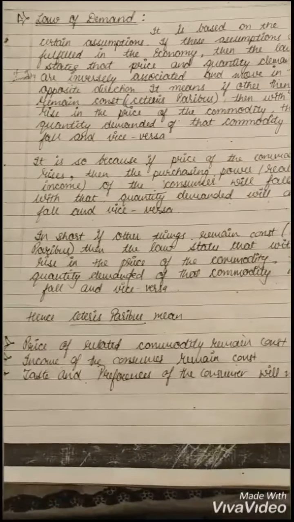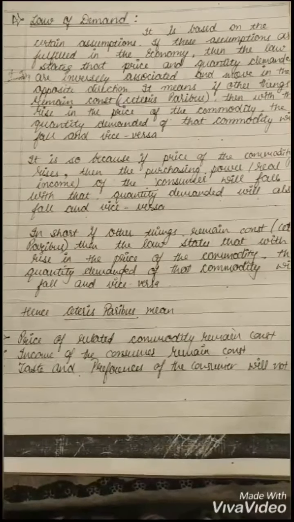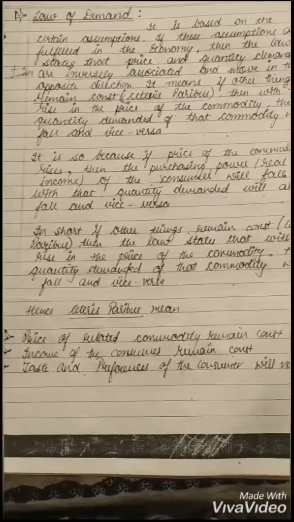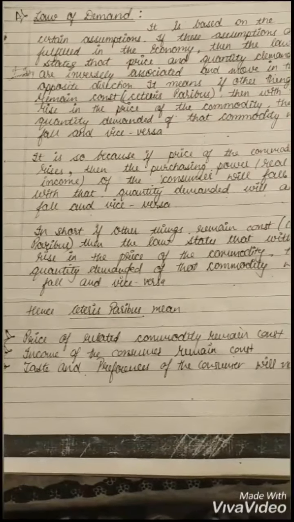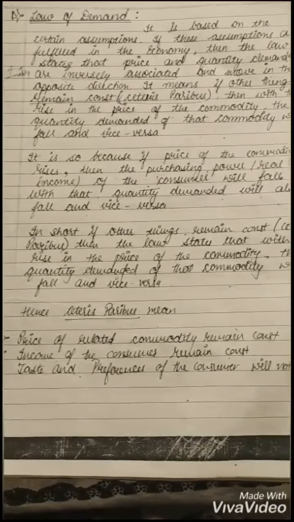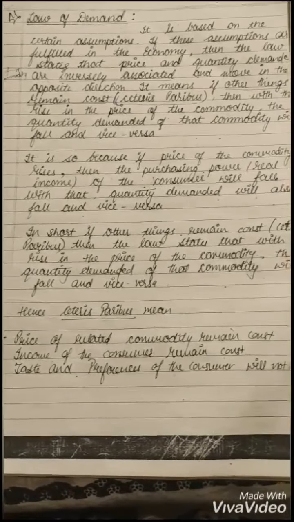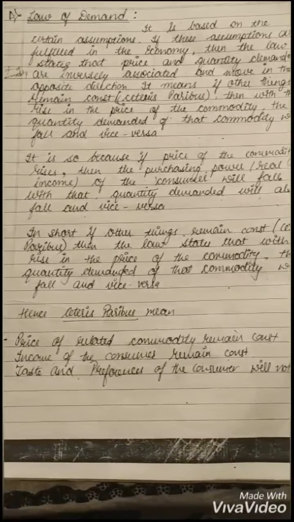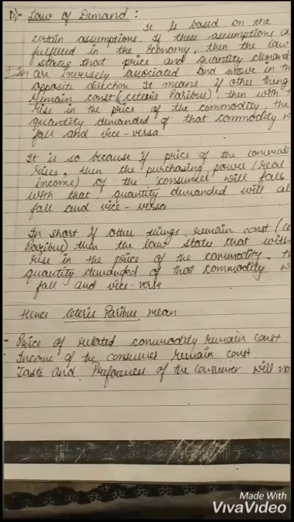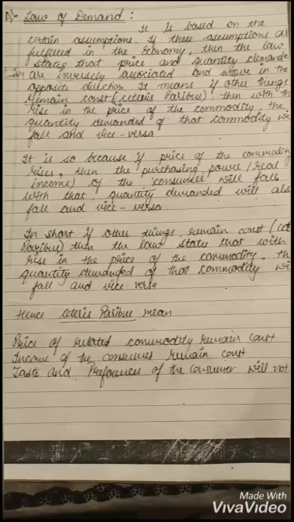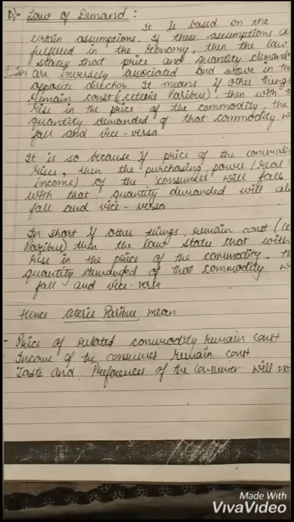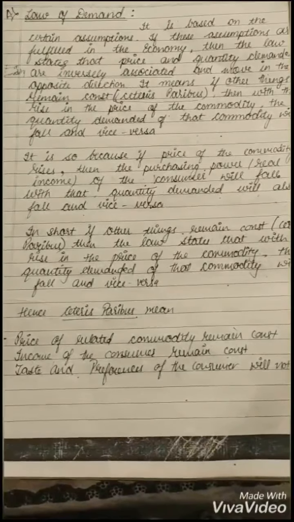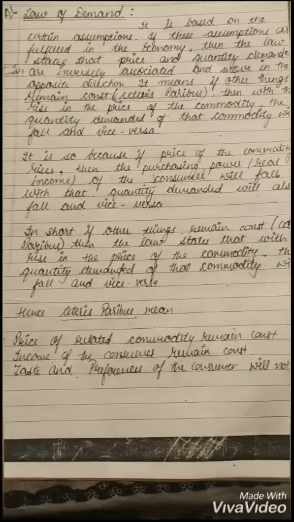Law of demand. It is based on certain assumptions. If these assumptions are fulfilled in the economy, then law of demand states that price and quantity demanded are inversely associated and move in the opposite direction. It means if other factors remain constant, or it is known as ceteris paribus in economics, then with the rise in the price of the commodity, the demand of the commodity will fall, and vice versa.